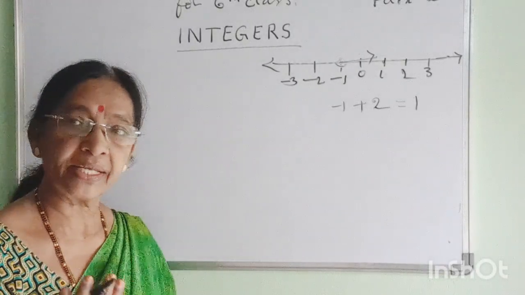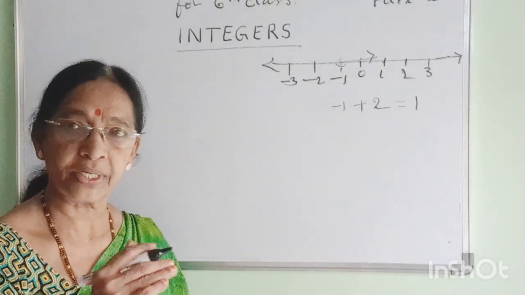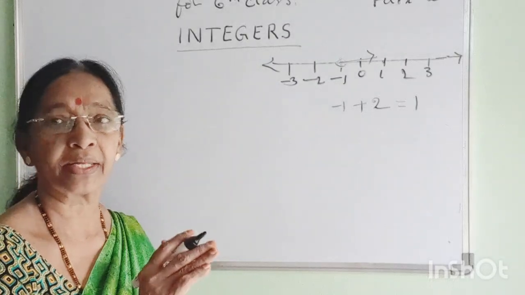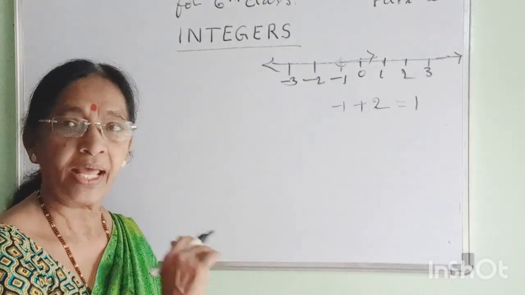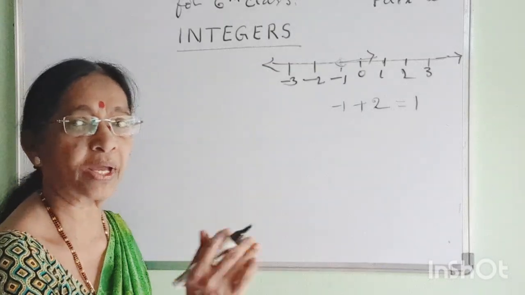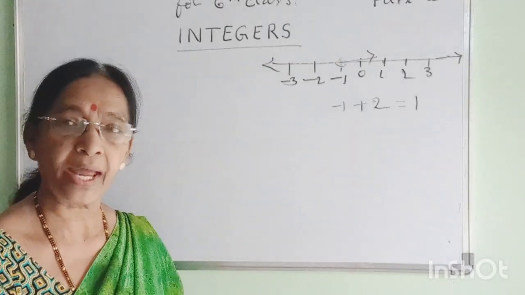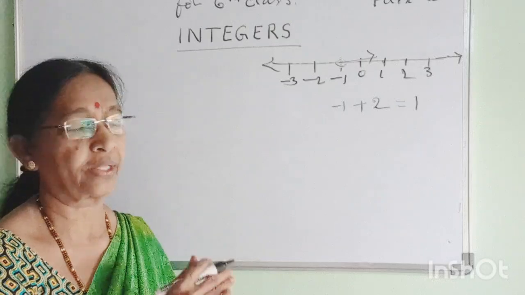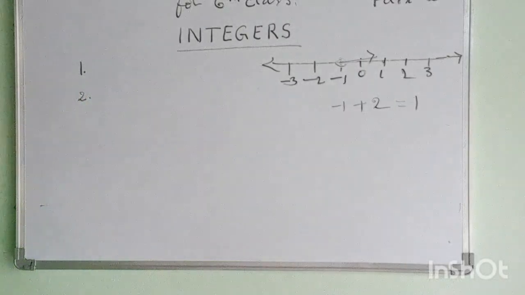If we add any negative number to any integer on the number line, the result will be on the left hand side. If we add a positive number, the result will be on the right hand side. If we add a negative number, the result will be on the left hand side of that number.